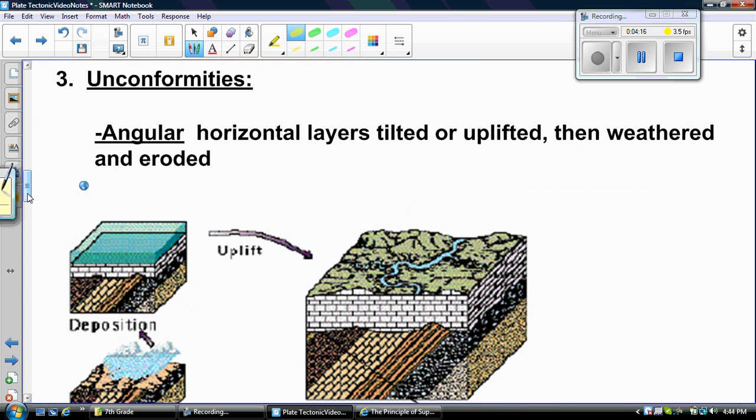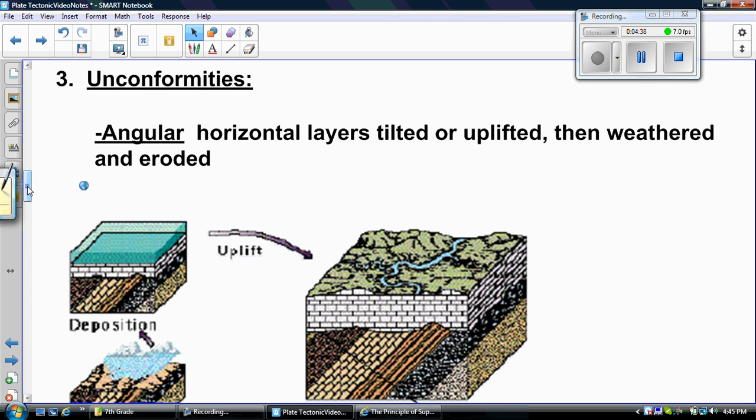Okay, so when we start to date rock sections and figure out what came first, second, and third, we've got to look at what's called unconformities. There are three types of unconformities. The first one we're going to talk about is an angular unconformity. This means that horizontal layers that have been laid down are tilted or uplifted.